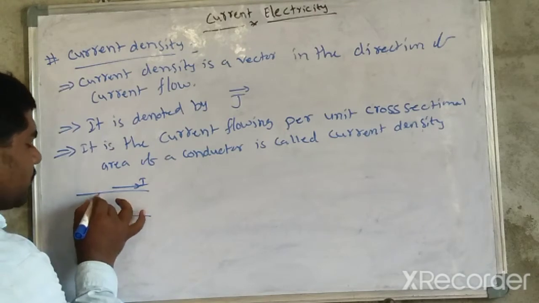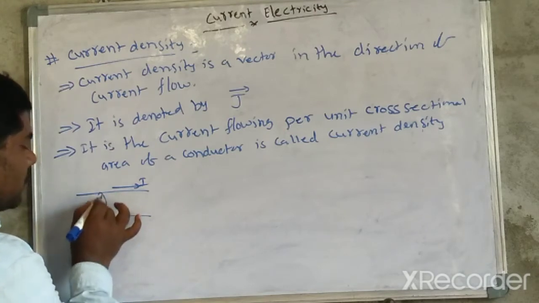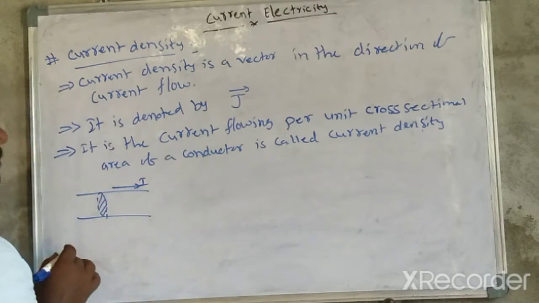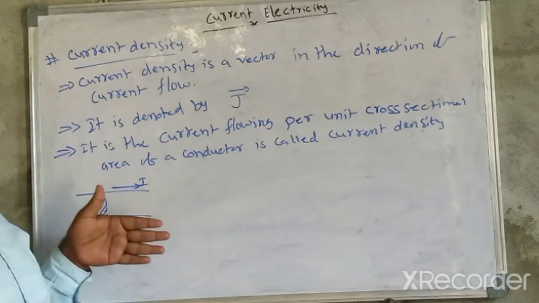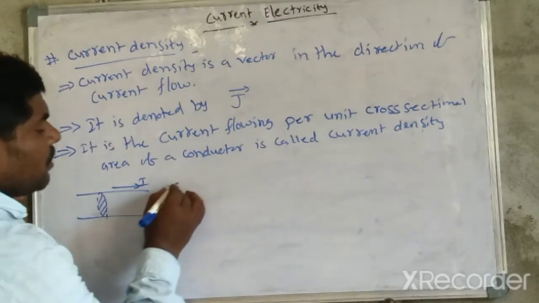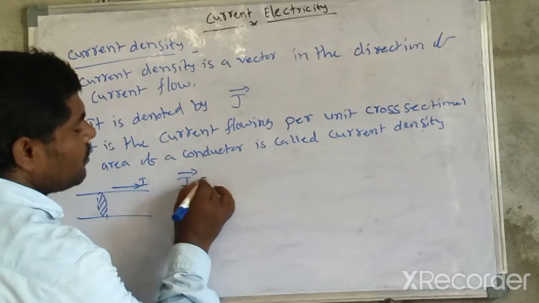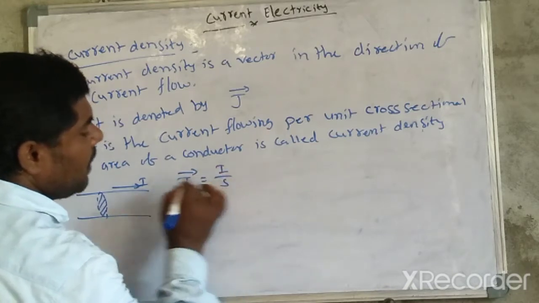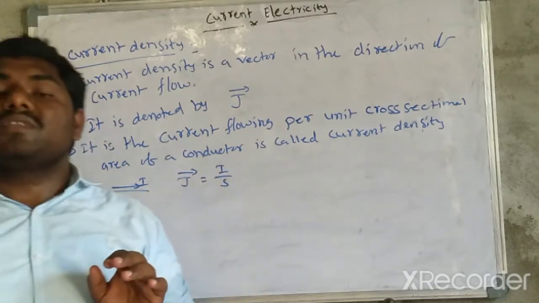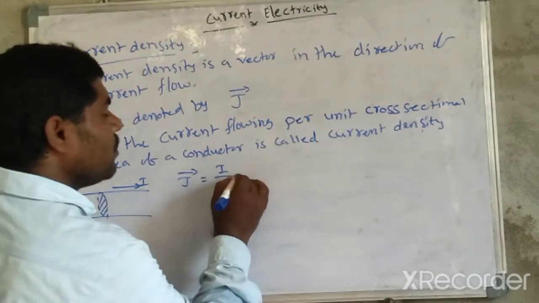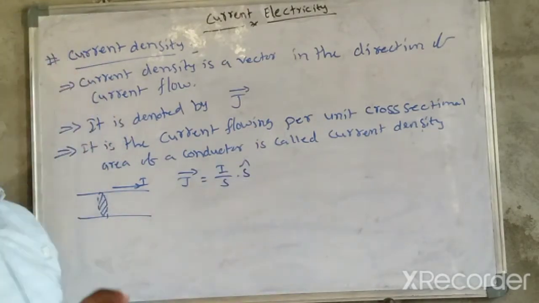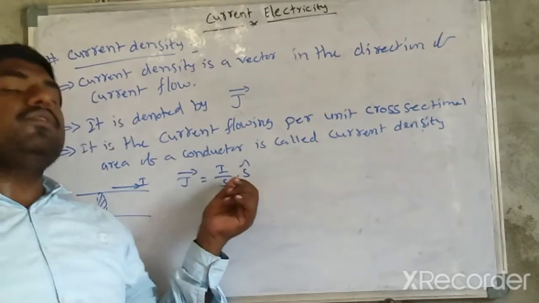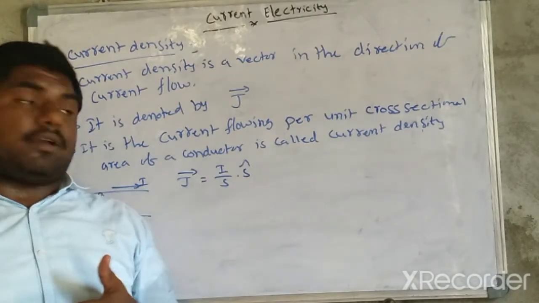Let us consider one cross sectional area like this. Through this cross section area the current is passing. Here the current density, I would like to consider, J bar is equal to I divided by S, into the unit vector S cap.